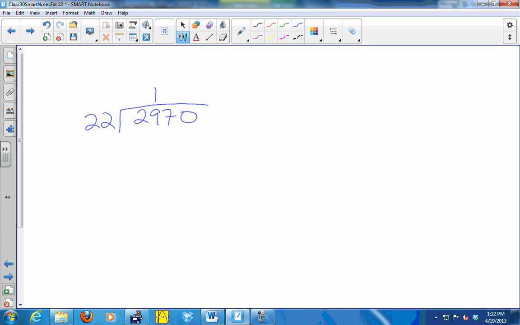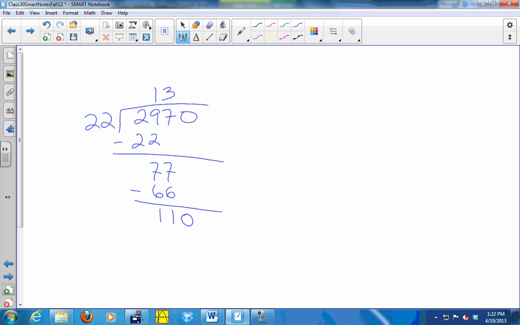And then what do we do? Multiply the 1 by the 22. And then you subtract. Remember the long way, you do 9 minus 2 is 7, 2 minus 2 is 0. Bring down the 7, and then you just start the whole process over. 22 goes into 77 3 times. 3 times 22 is 66. And then I subtract. 7 minus 6 is 1. Bring down the 0. 22 goes into 110 5 times.